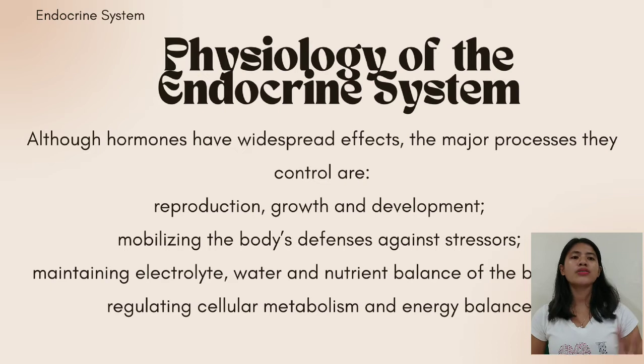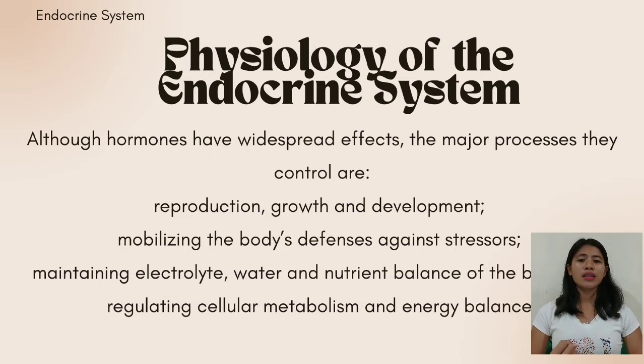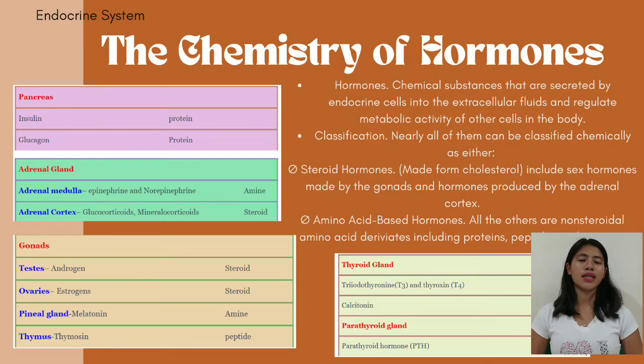So let's move on to the physiology of the endocrine system. So although hormones have widespread effects, the major processes they control are reproduction, growth and development, mobilizing the body's defenses against stressors, maintaining electrolyte, water and nutrient balance of the blood, and regulating cellular metabolism and energy balance. So these are the main functions or the physiology of the endocrine system. So the hormones have widespread effects, but the major control is the reproduction, mobilizing the body's defenses against stressors, maintaining electrolyte, water, nutrient balance. Yun yung mga main function ng endocrine system.